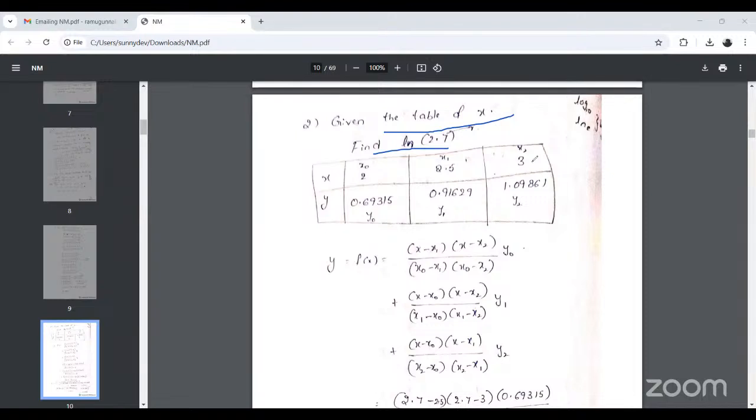First, you should remember the things. Depending on the questions, you can find out: if it is equal intervals, we can use the forward and backward. Unequal intervals, we can use the Lagrange interpolation formula.